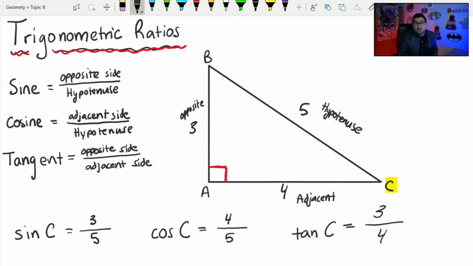Now, depending on which angle you're looking at, the opposite and the adjacent side might switch for a triangle. If I were to look at angle B and ask what's the sine, cosine, and tangent of angle B, some of these fractions would change. They wouldn't be the same, because now, with respect to angle B, side AC is the opposite, and side BA would be the adjacent. So we would get different fractions. That's just something to keep in mind. The hypotenuse is the only side that always stays the same, because it's always the longest side.